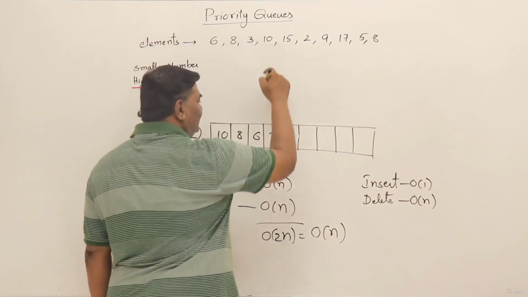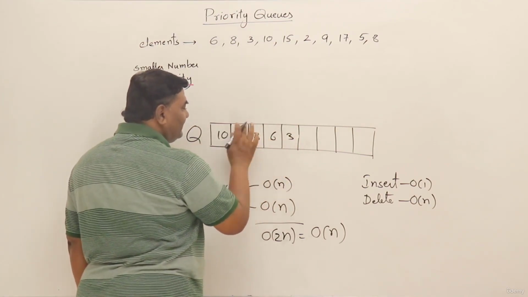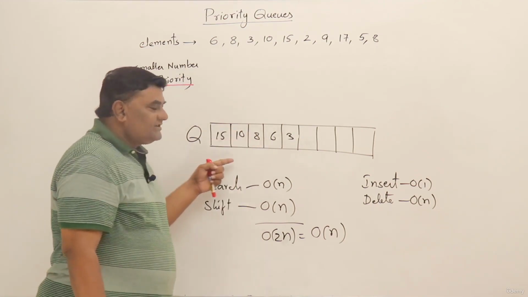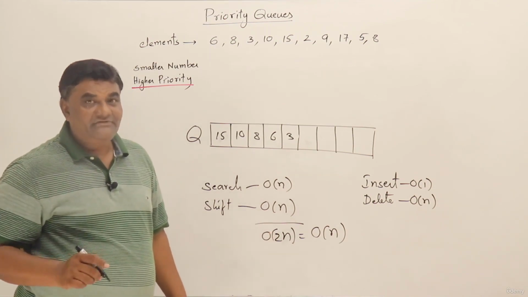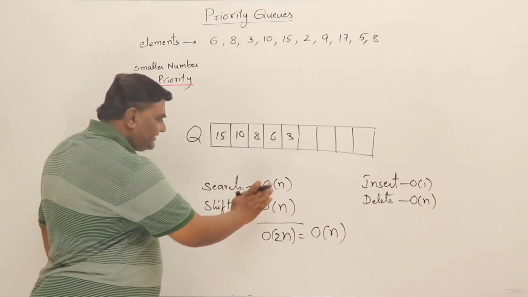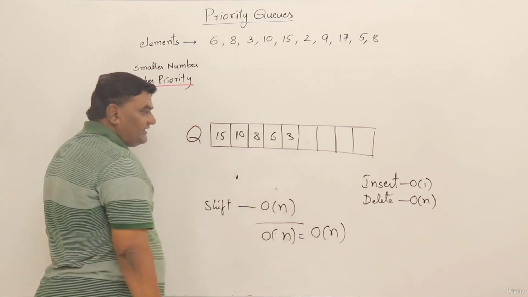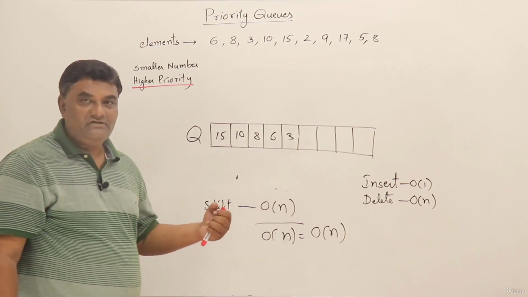So again, 15 I want to insert. So move 3, move 6, move 8, move 10, and then insert 15. So this will shift all the elements. So how much time is it taking for insertion itself? It's order of n, because I have to shift the elements. So searching I don't need, and shifting is taking order of n time. I have to shift because I have to insert it in the sorted order.